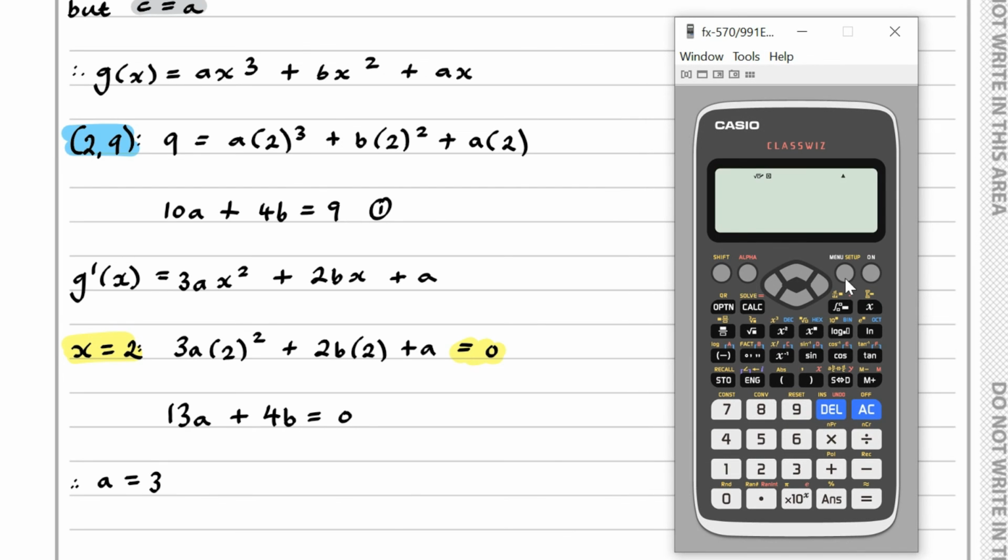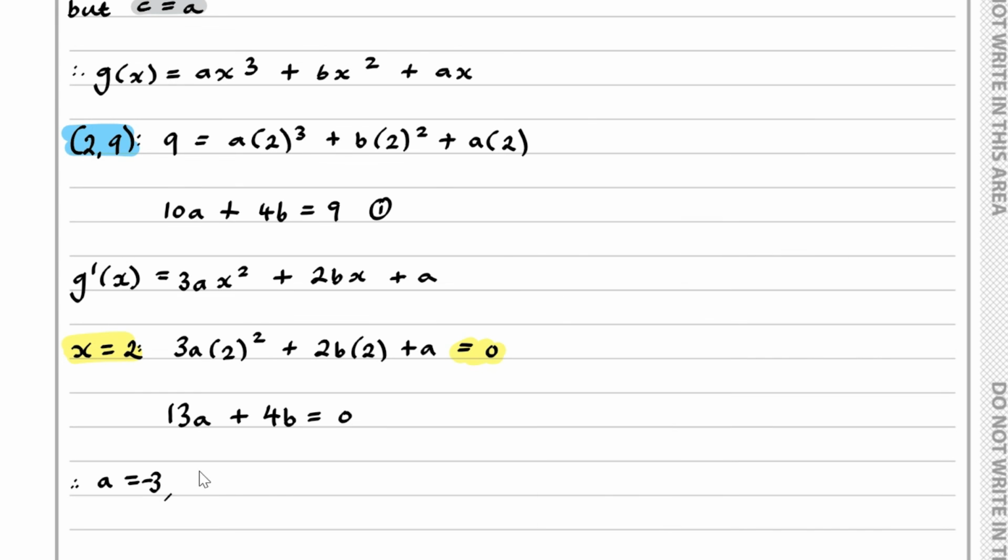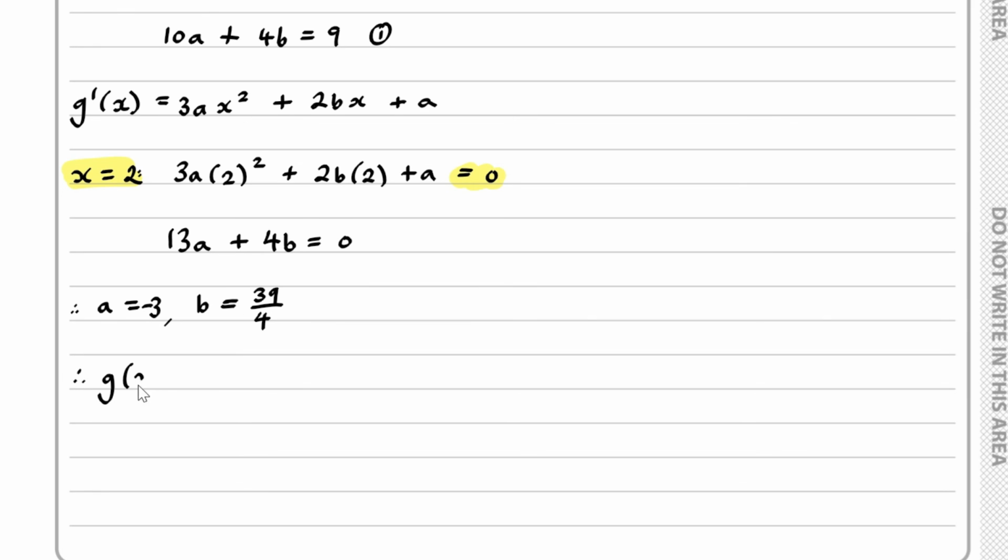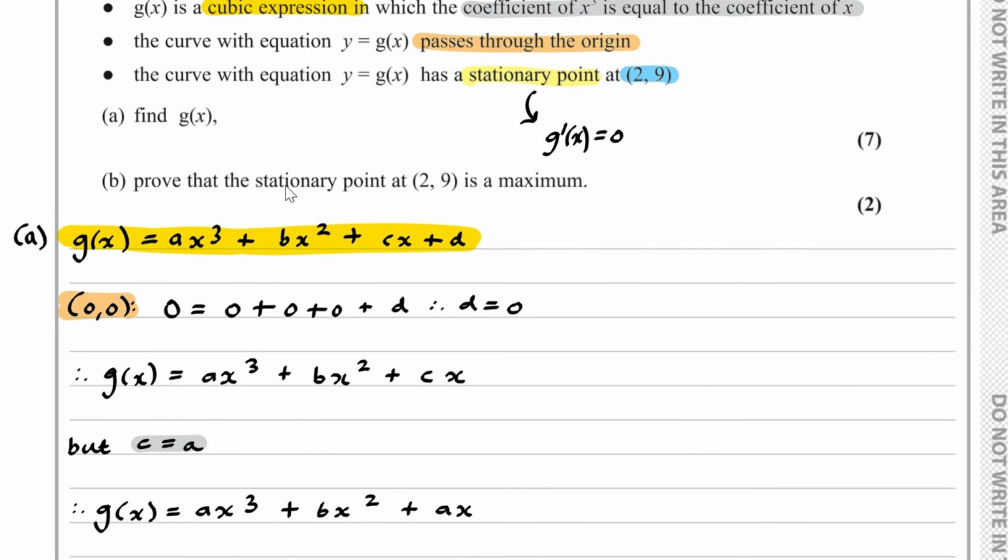Let's just grab our calculator and solve this simultaneous equation with 2 unknowns. We've got 10, 4, 9, 13, 4, 0. We end up with minus 3 and 39 over 4. So here we end up with minus 3 for a and b equaling 39 over 4. And with that, we can conclude that g of x is equal to minus 3x cubed plus 39 over 4 x squared minus 3x.